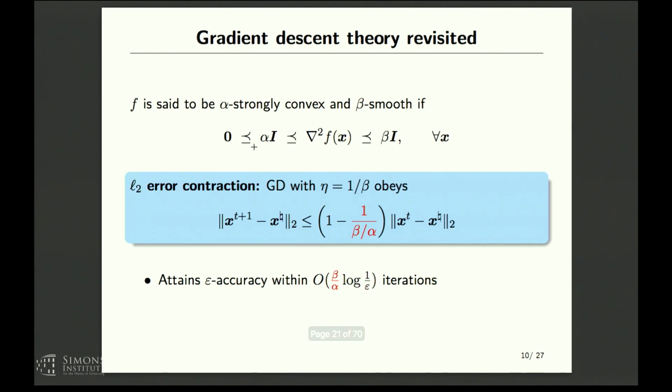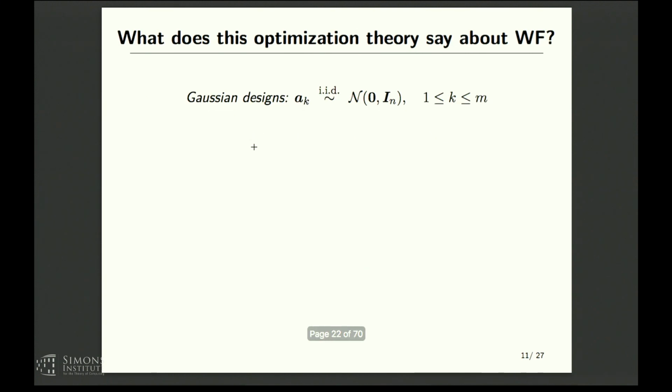Now let's try to apply this theory to the phase retrieval problem and see what it can tell us. Let's again look at some random models. Suppose that we have a Gaussian design, where each of the sampling vectors is i.i.d. Gaussian.